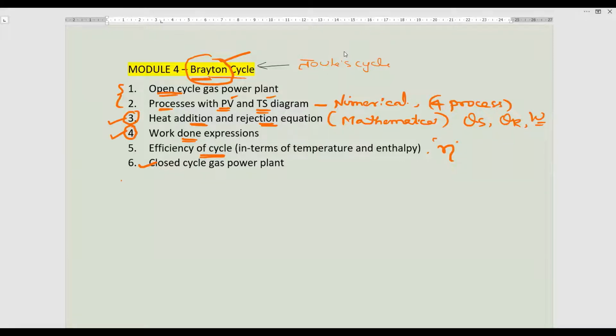Next, we will understand the closed cycle gas power plant. First, what we do is, today we discuss up to 1 to 5, point number 1 to point number 5.